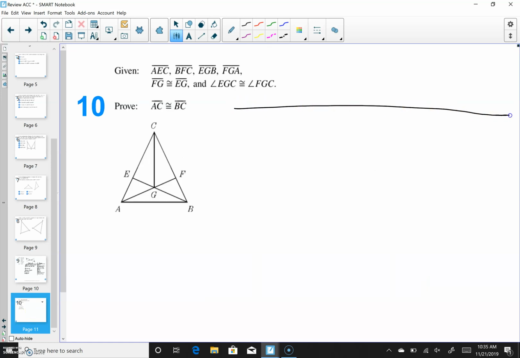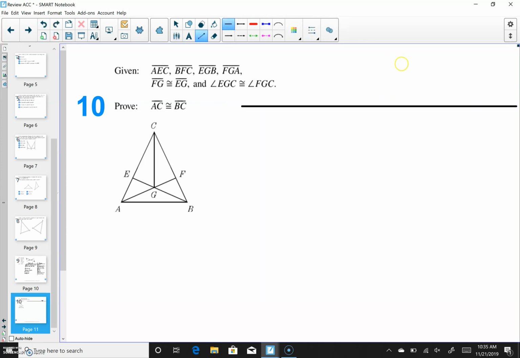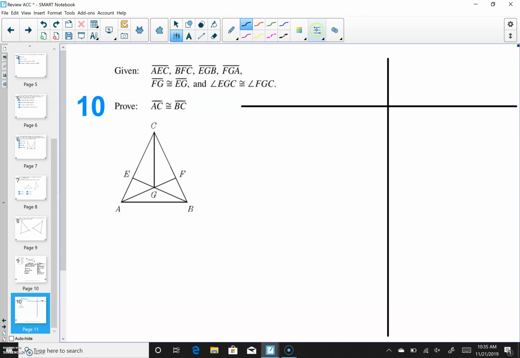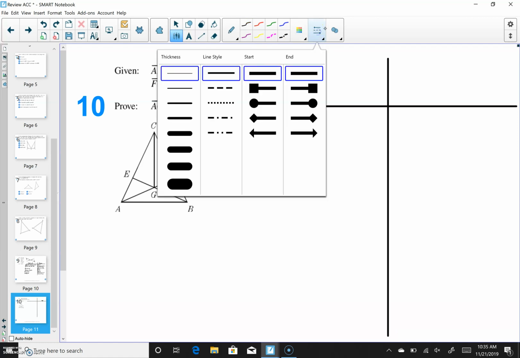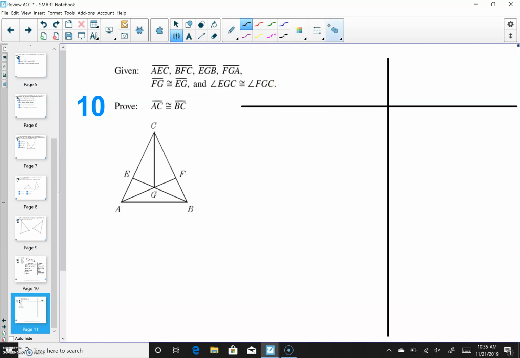So as we go here to make our chart, there's going to be, I wouldn't say anything necessarily new in here, but there's definitely going to be some extensions that we have to talk about. So for our first piece here, will be statement and reason, and then we'll list out all of our givens. So FG is congruent to EG, and then angle EGC is congruent to angle FGC.